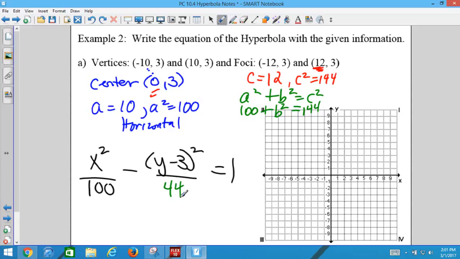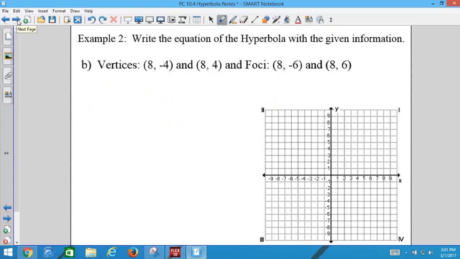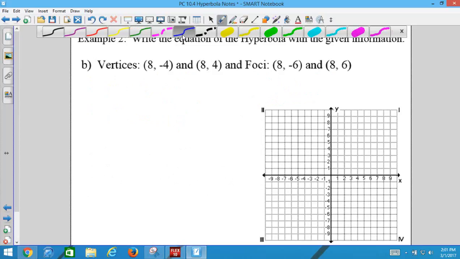If you need to graph it to find this information, please use the graph.